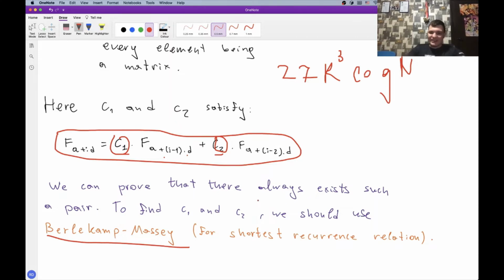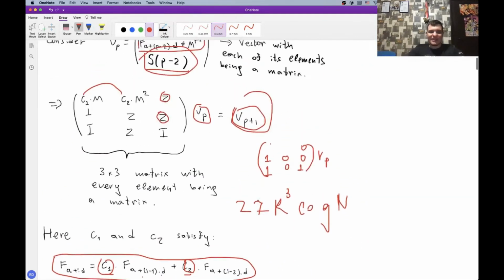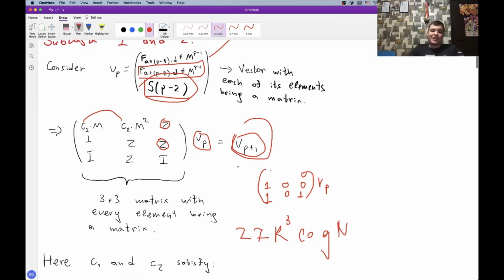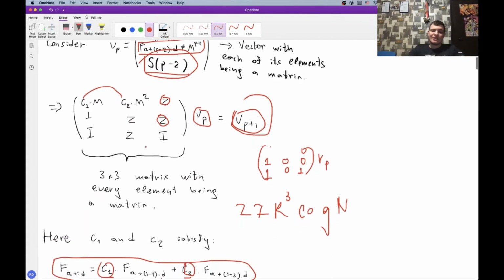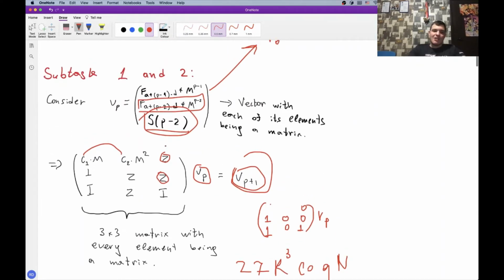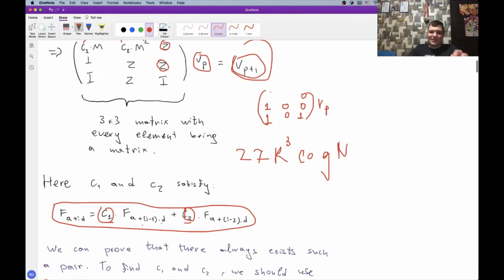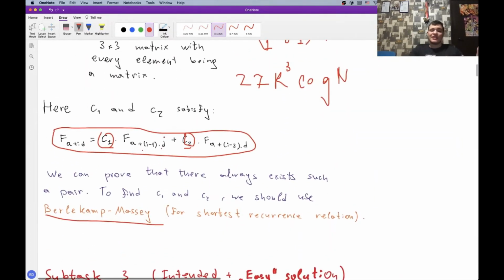So yeah, basically the idea for the first two subtasks, at least one approach, because maybe there are some other approaches, is to create this matrix of matrices, which is based on those two coefficients. And then by powering this matrix of matrices, we can just get the vector, which represents two terms, and then the sum. And yeah, that's pretty much it. But the full solution is much more interesting, so I'm probably just going to go to it now.